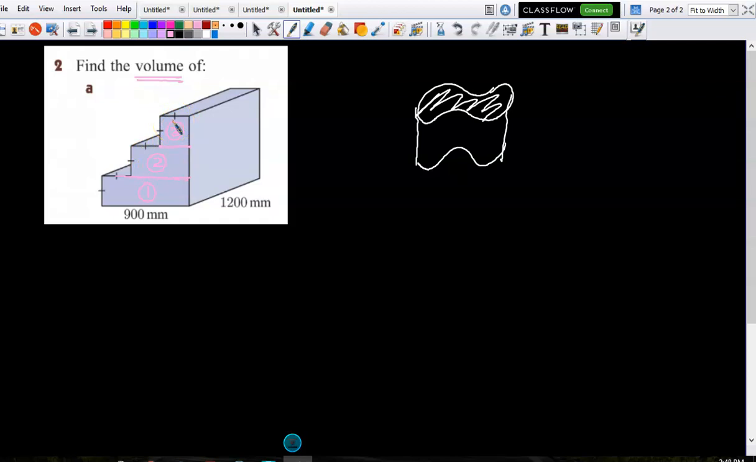Anyone think of another way that they could do it? You find a whole rectangle, and you find the area of what's missing. Yes, you could take what's missing and take it away. Absolutely. Should I throw you the mark or not? Right.